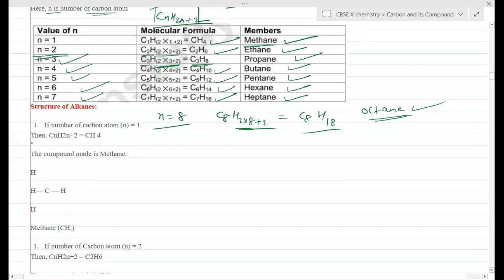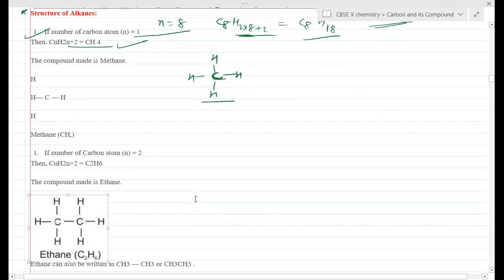So when we talk about the structure of alkanes, if the number of carbon atoms is 1, it's methane. So how to draw the structure? You can make 4 single bonds with the carbon atom, 1, 2, 3, 4, and substitute 4 hydrogen atoms, 1, 2, 3, 4. Okay. So if the number of carbon atoms is 2, what is the formula? C2H6. This is what? Ethane.